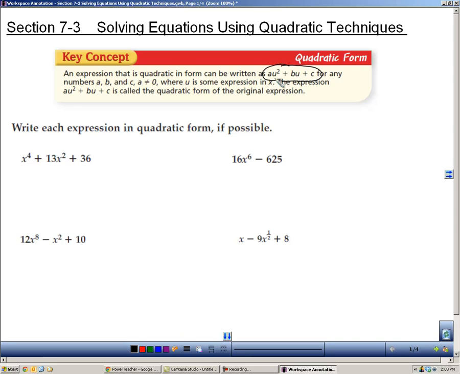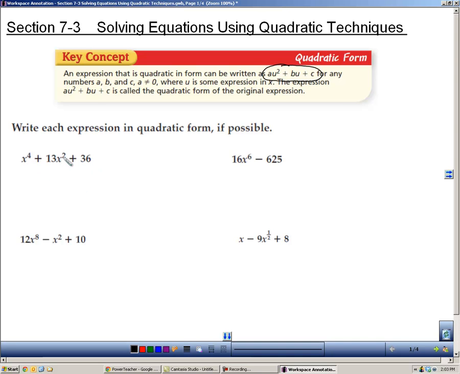So instead of using the letter x and having ax squared plus bx plus c, we use a u. And that u can be anything, any expression, any combination of numbers and letters, as long as it's something squared, and then in the middle term, something to the first power. So let's try to rewrite some of these examples in a quadratic form, starting with the first one.